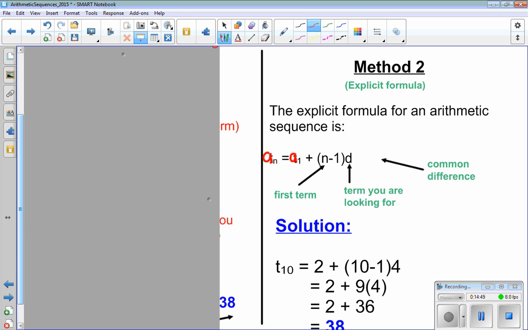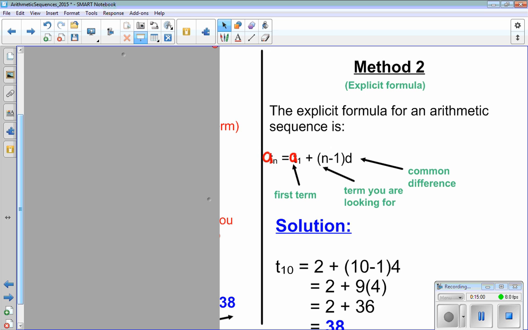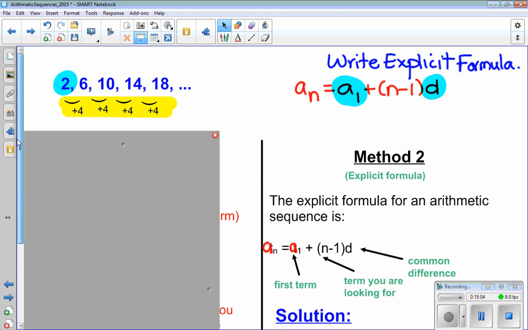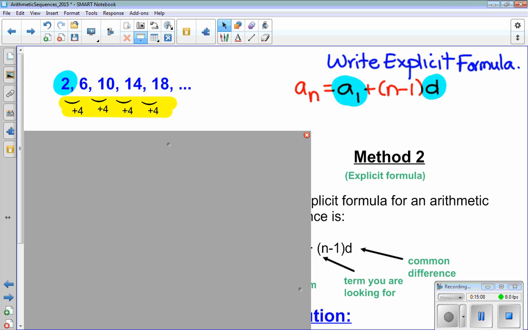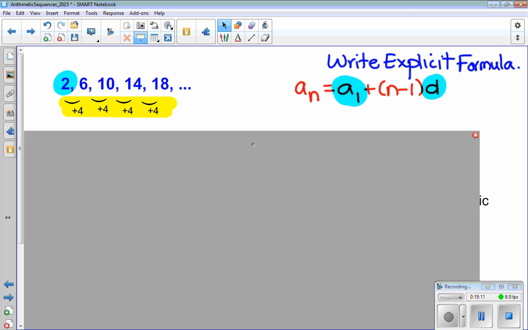That's your first term. Agreed? And then there's your common difference. All right, so we want to find the formula, not the specific term. So I'm going to cover this up because this is not what I'm looking for here. All right, so let's plug in.